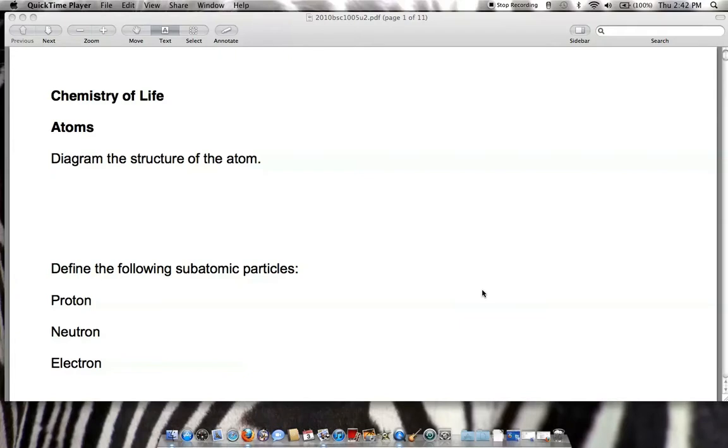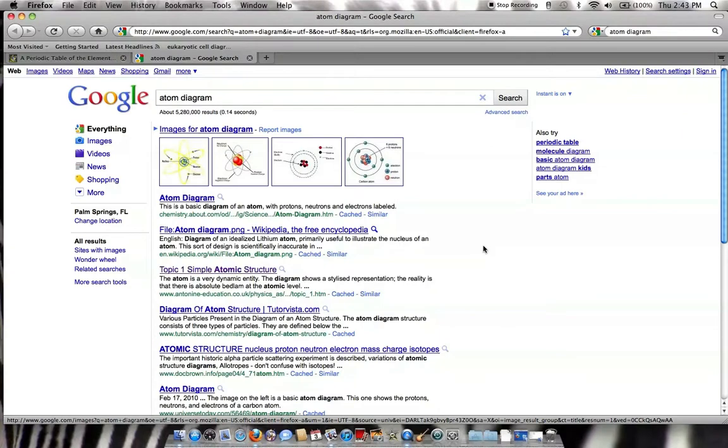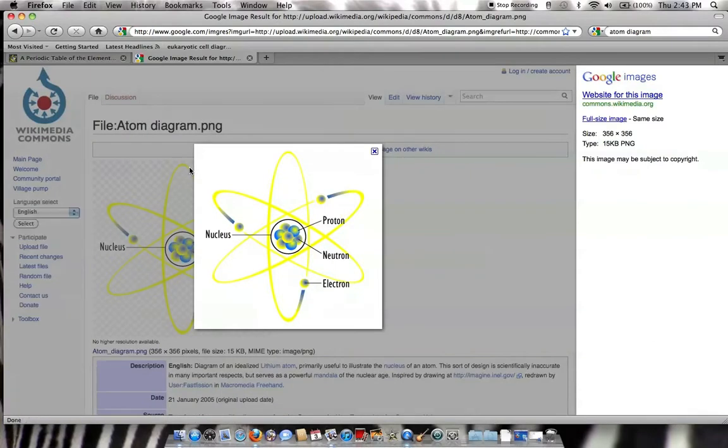Okay, so what I've done is I have searched the internet and I have found some atomic diagrams, and I'll just put them here so you can see what I'm doing, and you can do a search yourself and look at the atom in more detail. The atom is made of a nucleus, and that's the center part of the atom. The nucleus of the atom contains protons and neutrons.